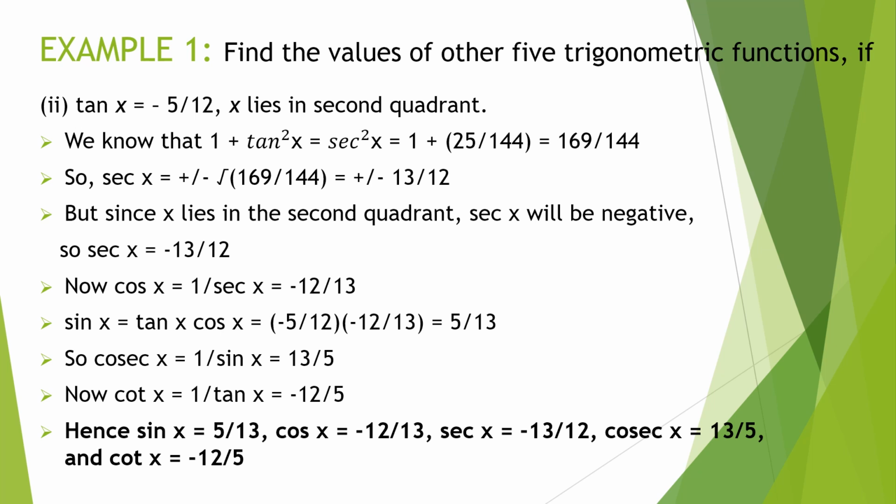Sin x can be written as tan x into cos x. So that will give us 5 by 13. Cosec x is 1 upon sin x, which is 13 by 5. Cot x is 1 upon tan x, which is minus 12 by 5. So given tan x, we have found the values of all the other 5 trigonometric functions.